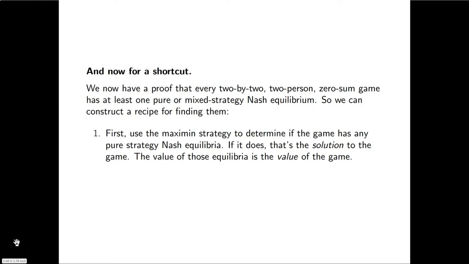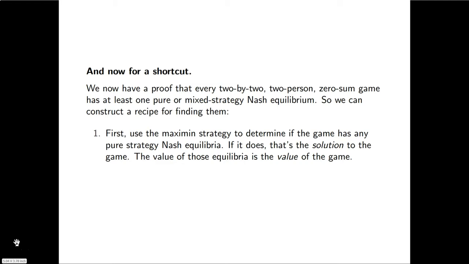And I promised at the end of that video that I would introduce a shortcut method. So here it goes. In this video, you will find the shortcut for solving 2x2 zero-sum games. In fact, I'm going to run through an entire recipe for finding the Nash Equilibria of two-person zero-sum 2x2 games. So we start by using the Maxi Min strategy.